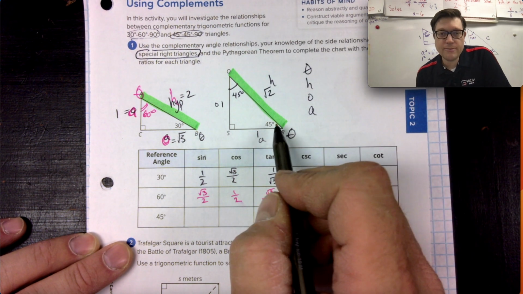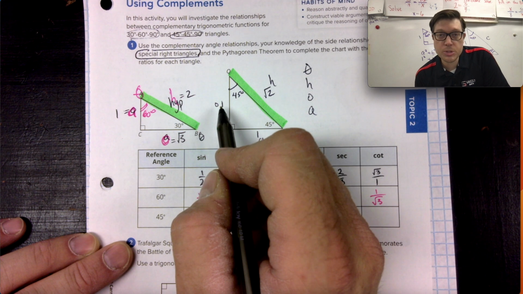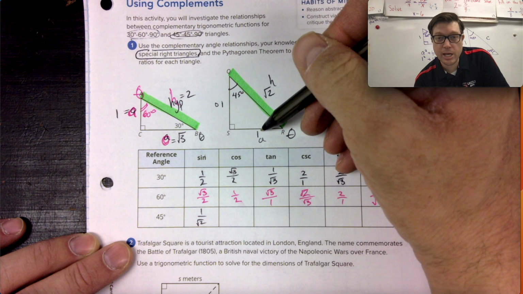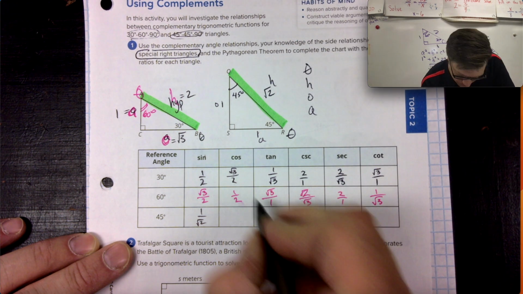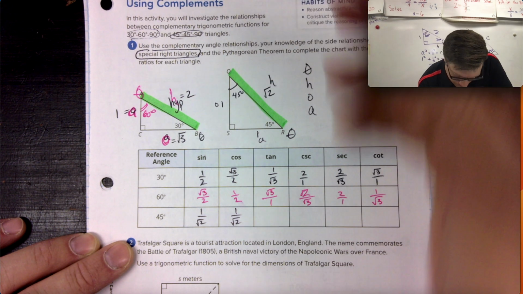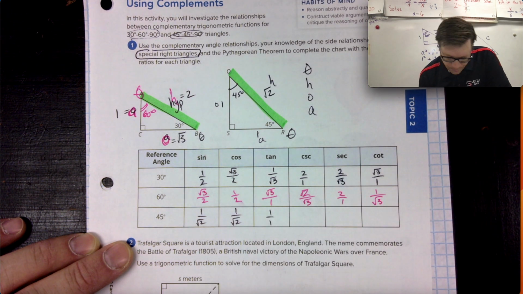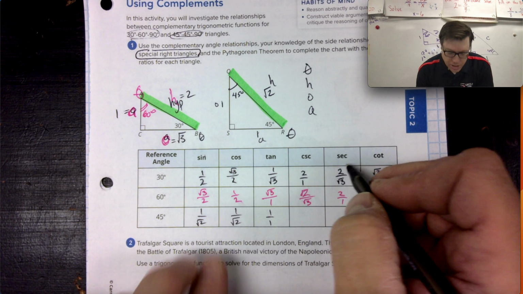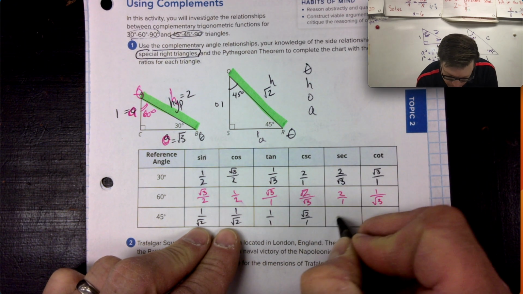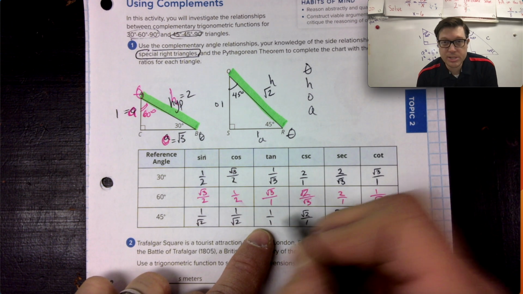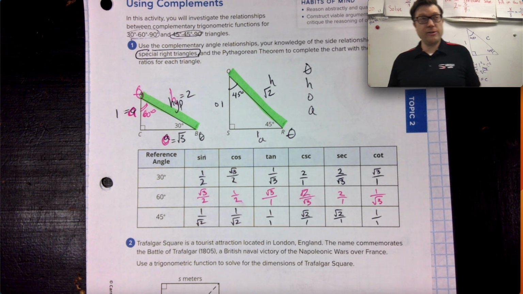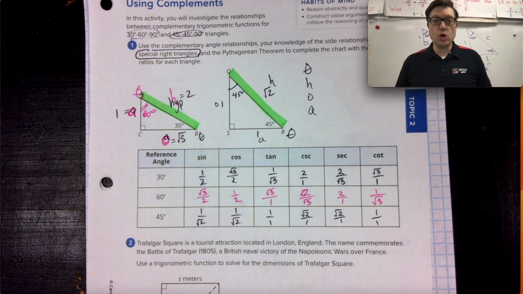We have 45 degrees, so we have 1 over square root 2. And then we have cosine, so 1 over square root 2. For tangent, we have 1 over 1, which of course equals 1. Cosecant and secant are just reciprocals of those two fractions. So root 2 over 1, root 2 over 1, and cotangent is the reciprocal of tangent, so 1 over 1. 45-45-90 triangles are so nice.